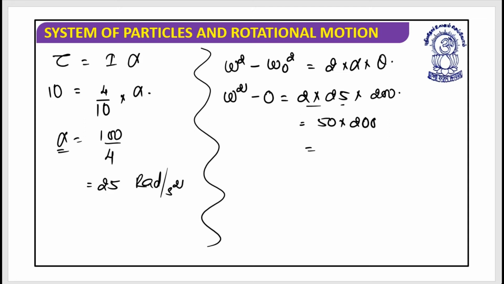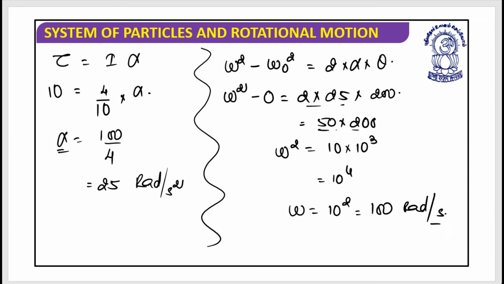I hope this is clear. So this is omega square, which should be equal to 5 2s are 10, into 1000. It's 10 into 10 to the power 3, which is 10 to the power 4. So omega is equal to 10 square, which is equal to 100 radian per second. I hope this is clear. So can you do this?